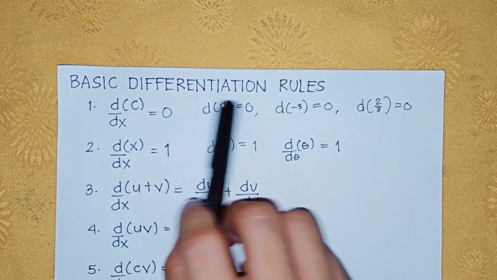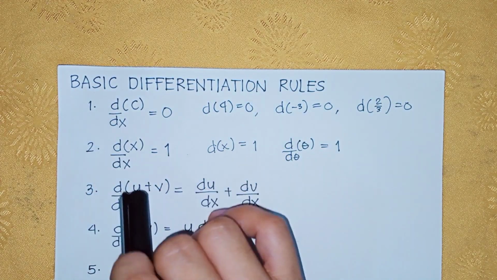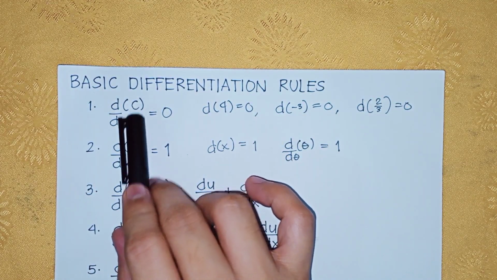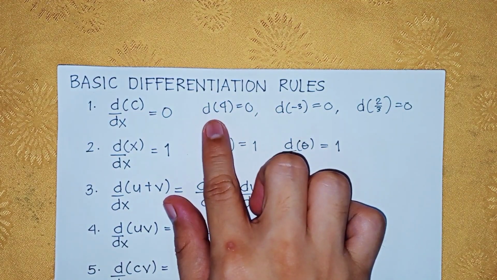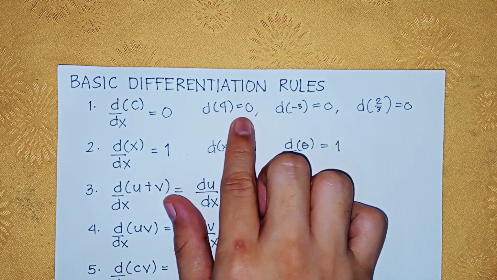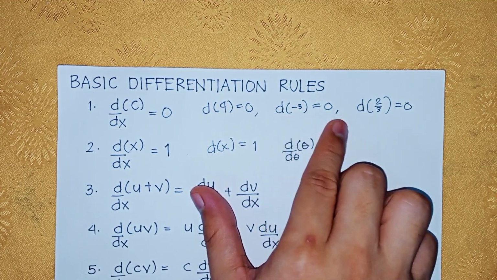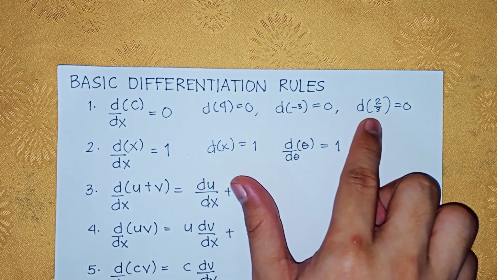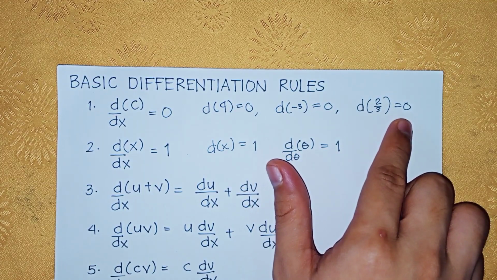Basic differentiation rules. Rule number 1: the derivative of a constant is equal to 0. For example, the derivative of 4 is 0. The derivative of negative 3 is also 0. Even a fraction, the derivative of 2/3 is 0.